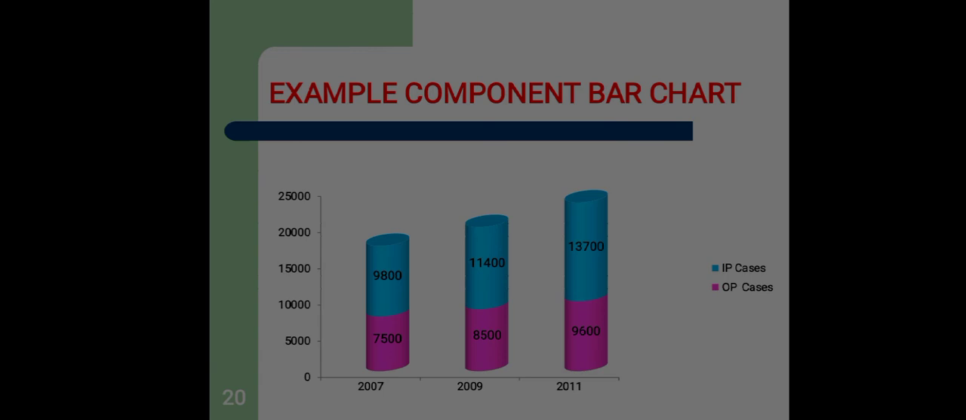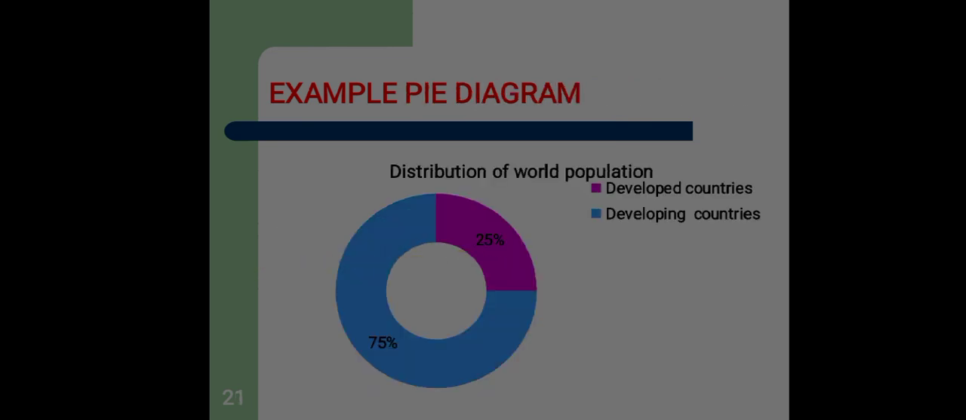Component bar diagram, this is the example. Pie diagram: a pie diagram is a representation of statistical data with several subdivisions in a circular form. The various component values are converted into degrees by taking 360 degrees as a whole.